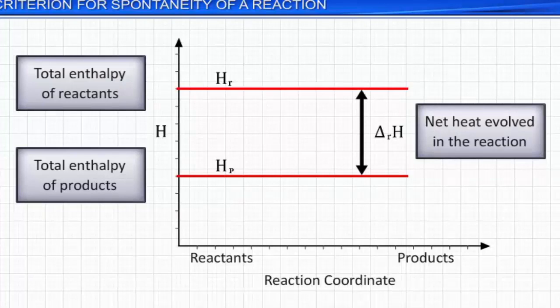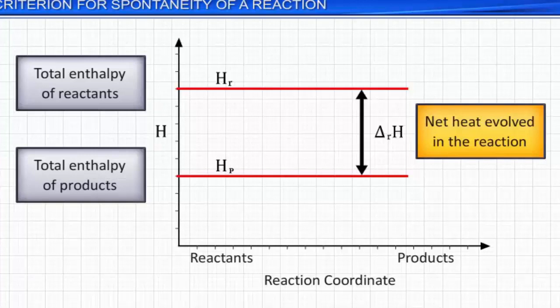That is, the enthalpy of the products is less than that of the reactants. Thus, we can conclude that a reaction is spontaneous because it is accompanied by a decrease in enthalpy. Or, we can say that decrease in enthalpy is the criterion for spontaneity.